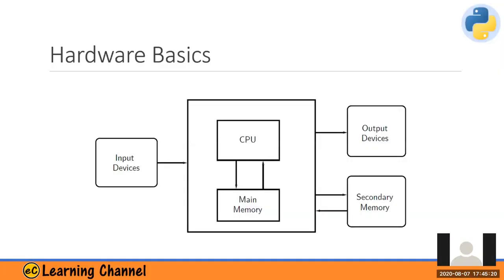So, hardware basics. We looked at the motherboard already, and the computer has a CPU, main memory, an input device and output device, and secondary memory. Secondary memory is our hard disk, right?